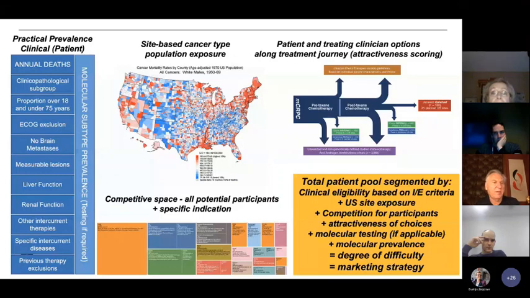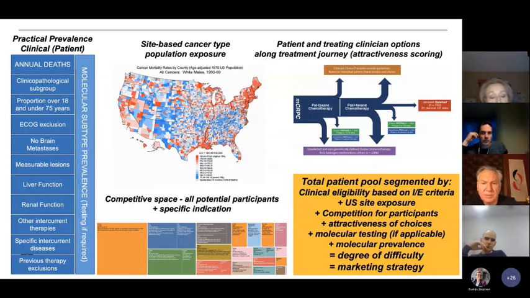What are the numbers? So on the left, you'll see what are the clinical inclusion/exclusion criteria, then map on top of that the molecular criteria that exist. Then you look in your population where these cancers are distributed. In the top right, you look at, well, what is the current patient flows? Where's your competition positioned itself, if there is any competition?